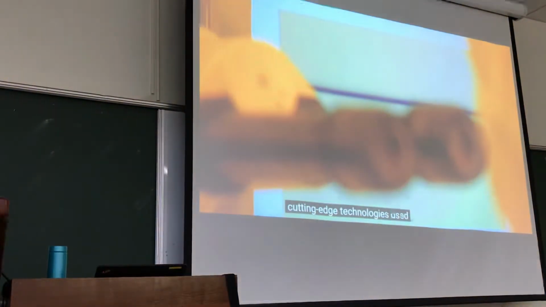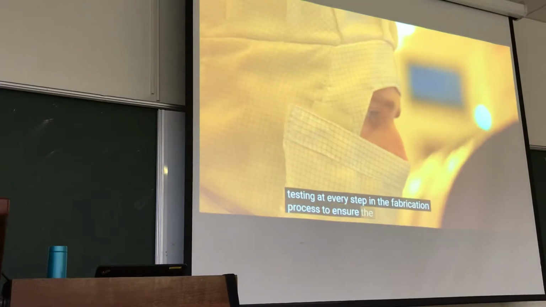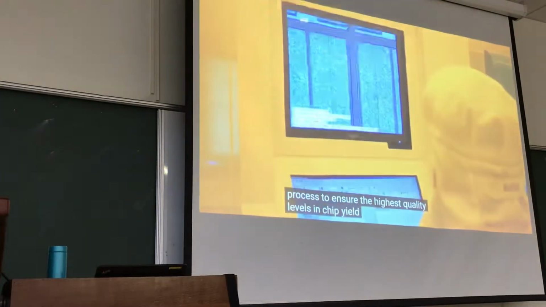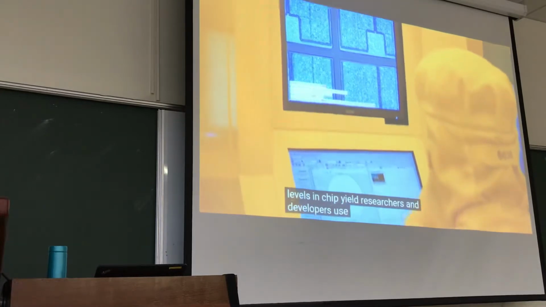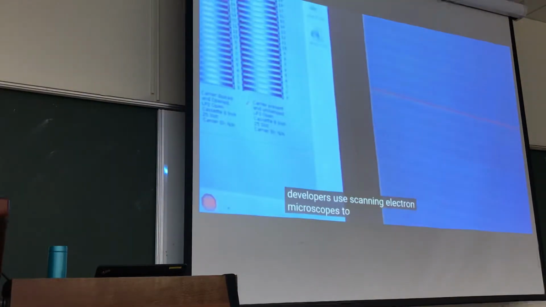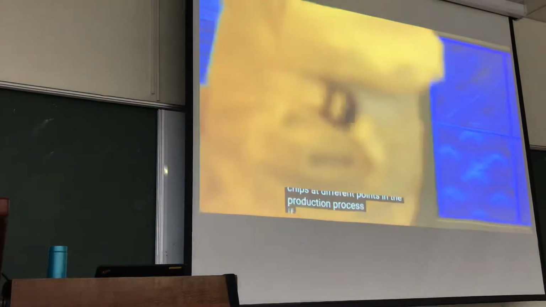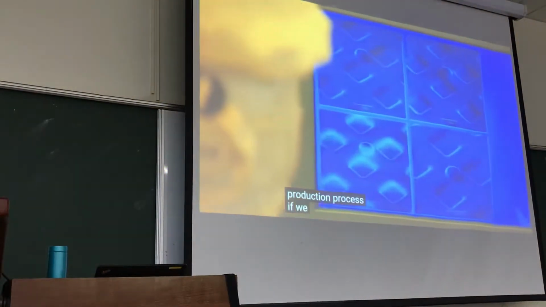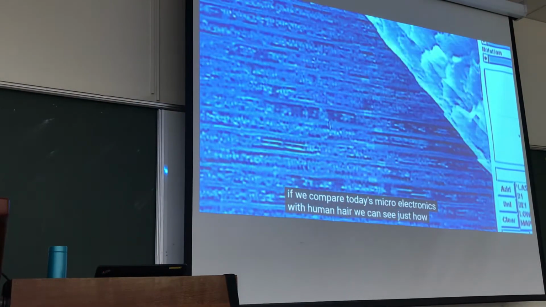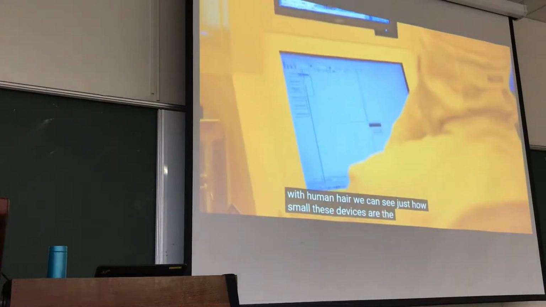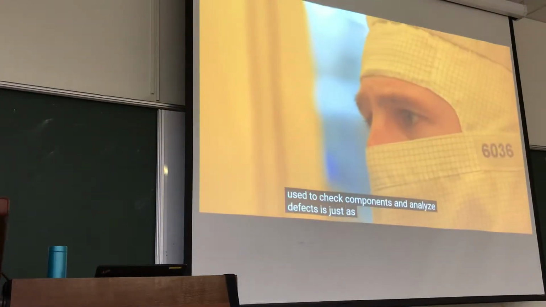Cutting-edge technology is used for testing at every step in the fabrication process to ensure the highest quality levels and chip yield. Researchers and developers use scanning electron microscopes to repeatedly check the chips at different points in the production process. If we compare today's microelectronics with human hair, we can see just how small these devices are. The equipment used to check components and analyze defects is just as precise.